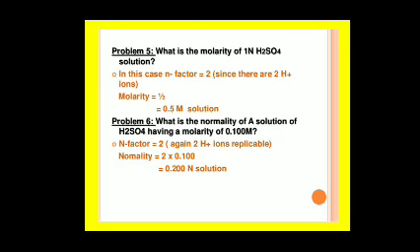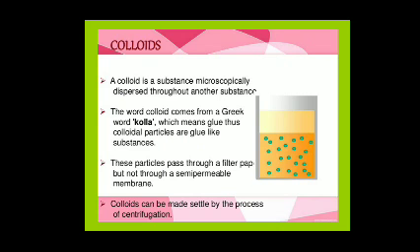What is the normality of a solution of H2SO4 having a molarity of 0.1 M? N factor is 2. Normality is equal to N factor into molarity, that is equal to 2 into 0.1, that is 0.2 N solution. Now colloids.